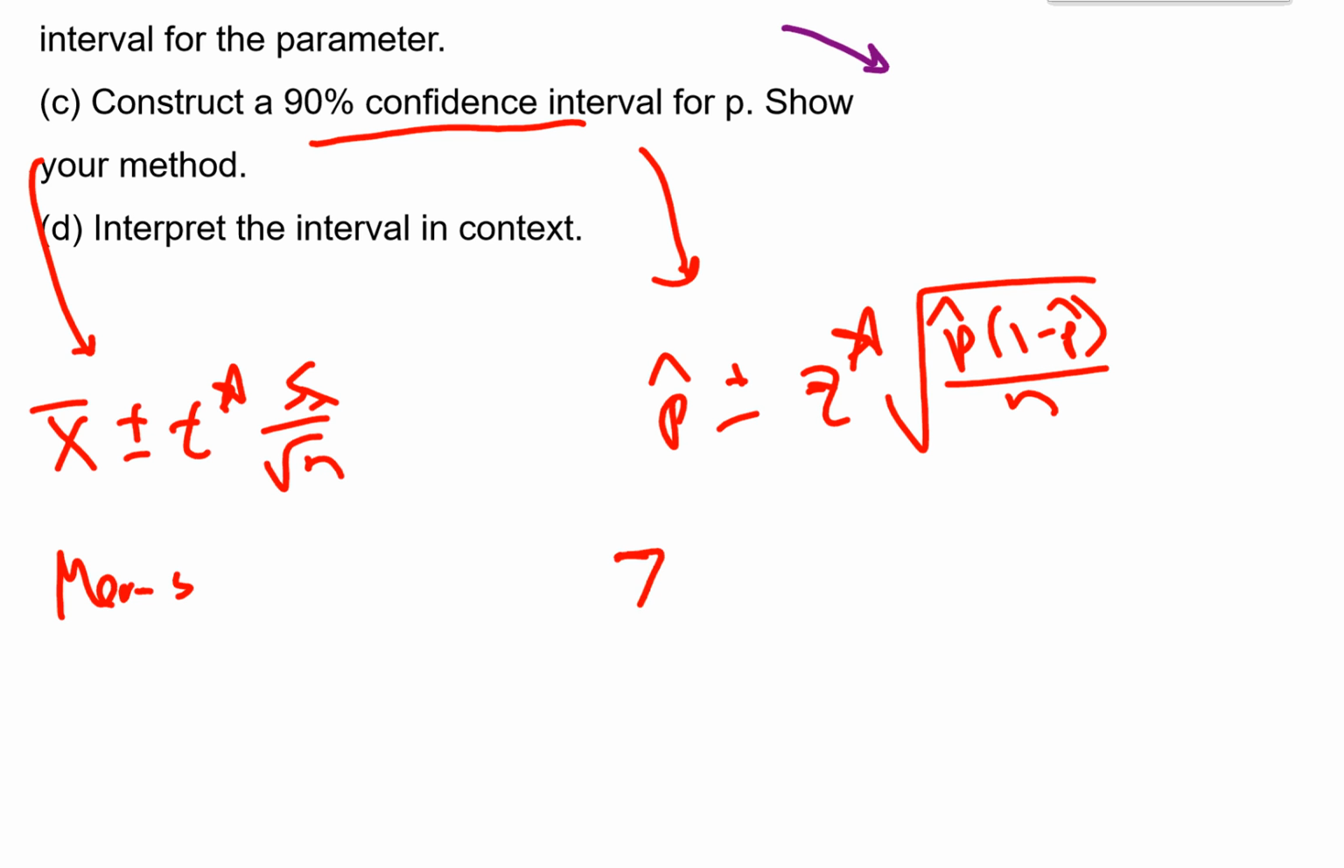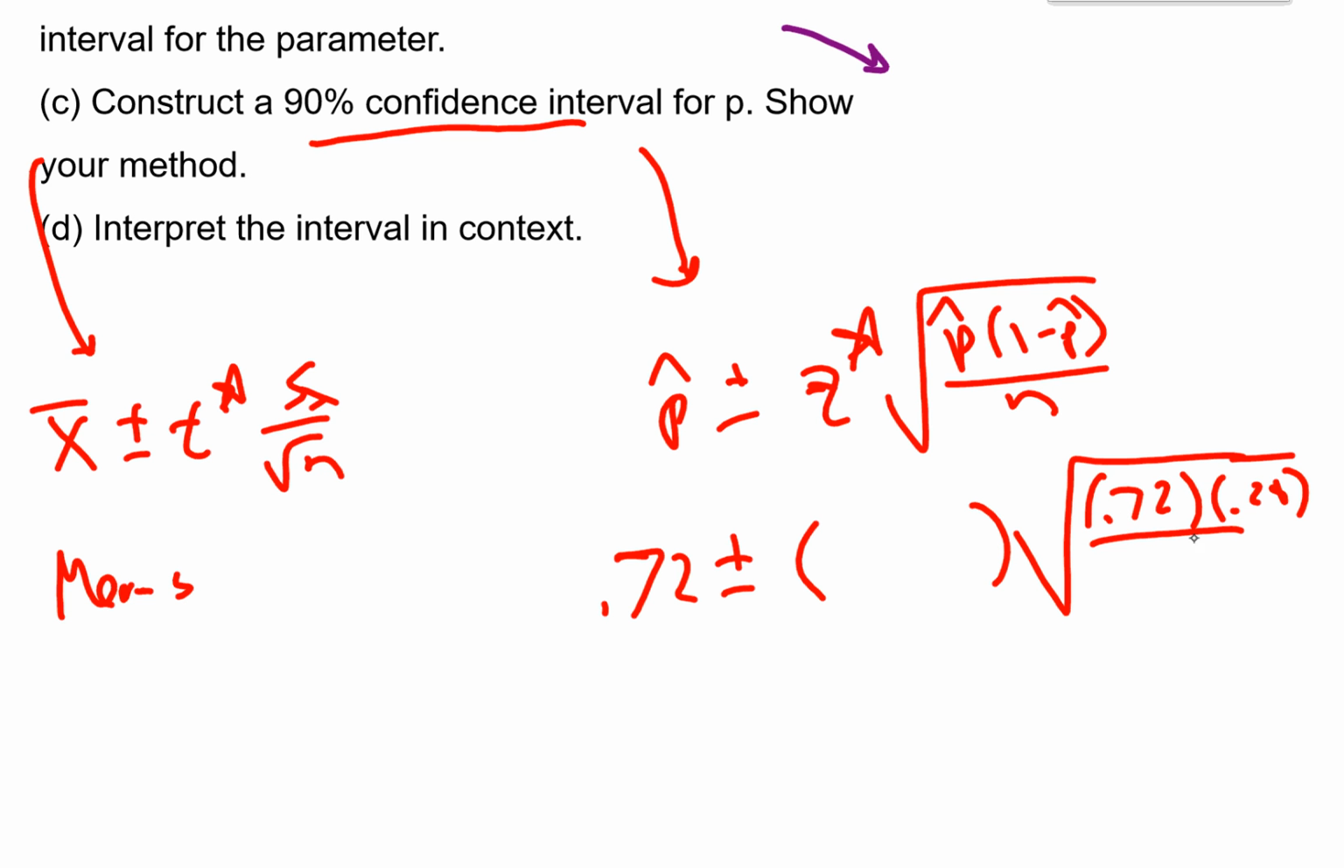All right, so we're ready to fill these things in. This is 0.72 plus or minus. We'll leave that blank for a moment. And this is going to be the square root of 0.72 times 0.28 over 50. And what we also need is that z star that goes in here.